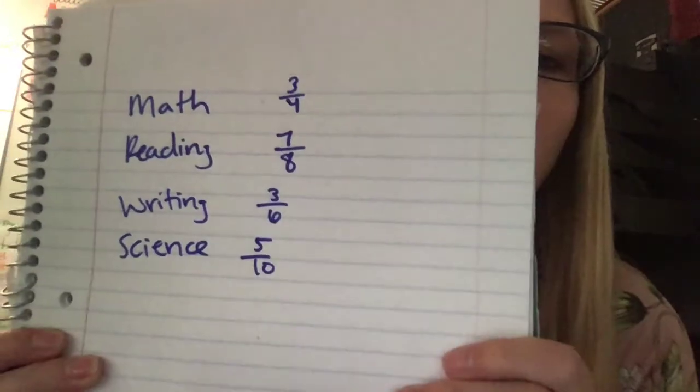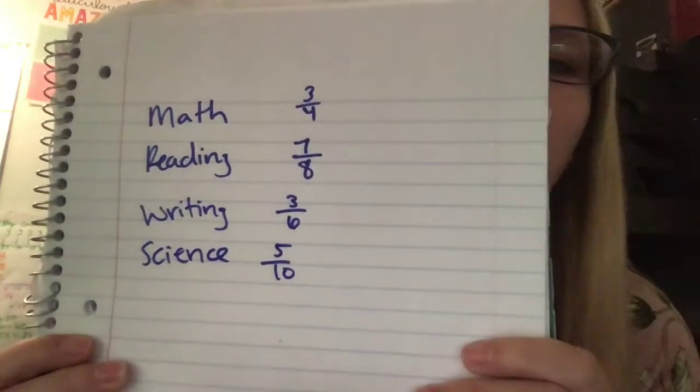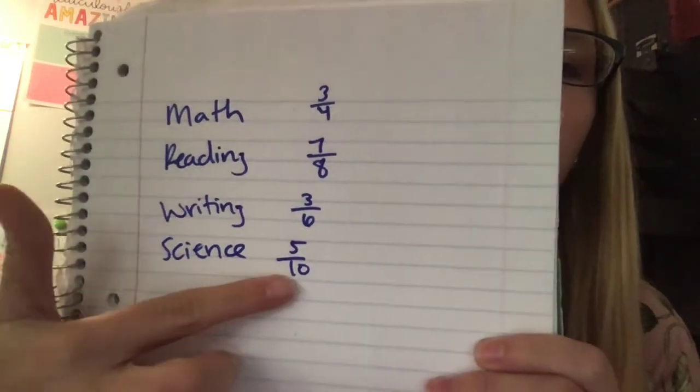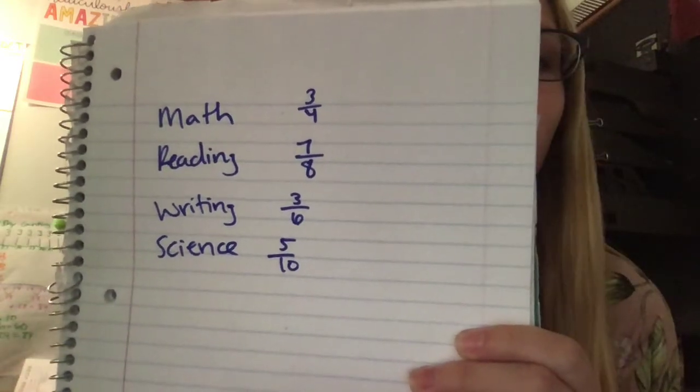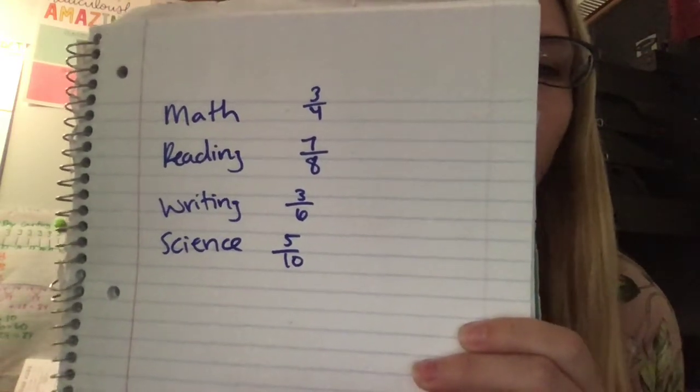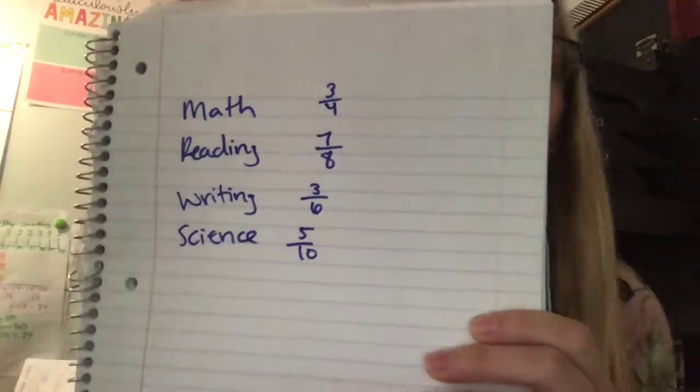Okay, for this task, we wanted to see what subjects she studied more than a half an hour. I noticed that on all of these, it does not have a denominator of 2. It does not have a denominator of half. So I have to use what I know about equivalent fractions to try to change these so that I can compare them.